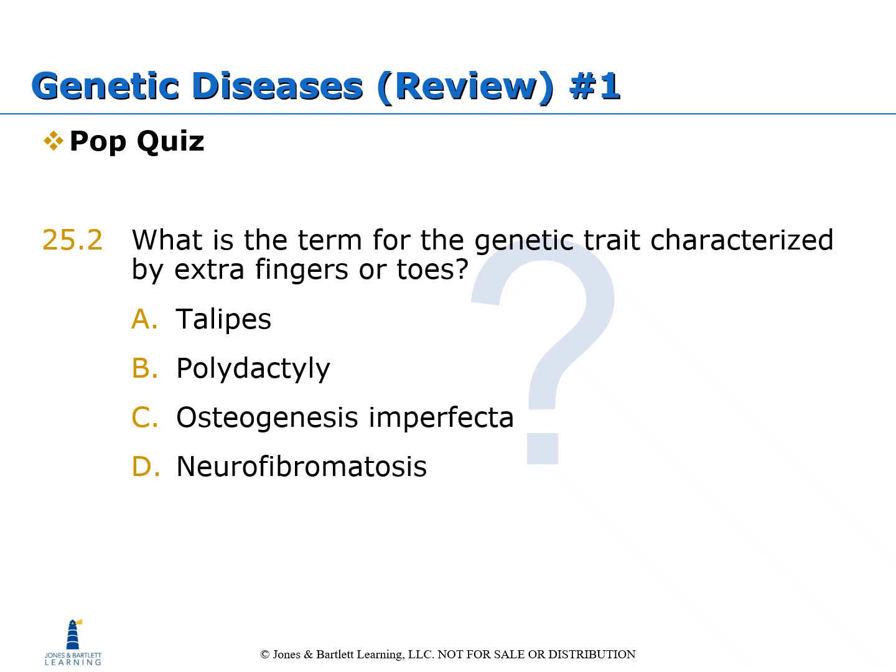Pop quiz. What is the term for the genetic trait characterized by extra fingers or toes? A. Talipes. B. Polydactyly. C. Osteogenesis imperfecta. D. Neurofibromatosis. I will pause for a few seconds. Think about it.